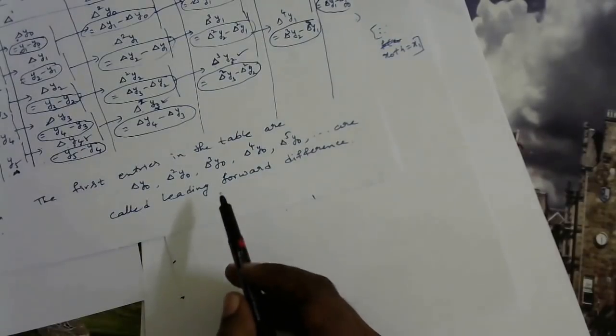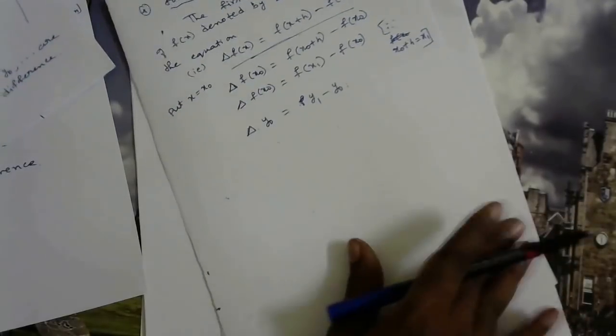Now I'll go for the next one. Before going to the next one, here I'll take an example for the forward difference table.